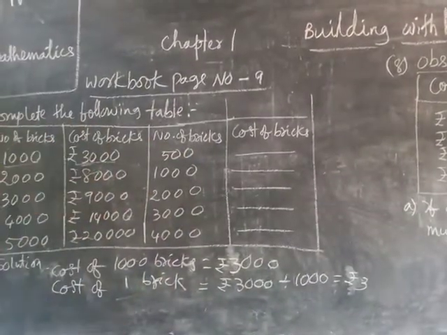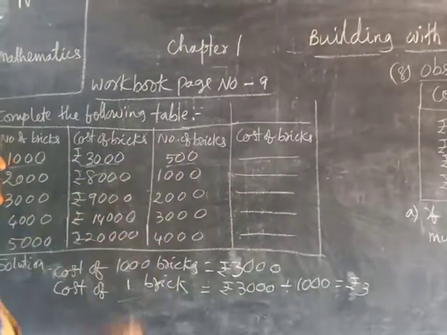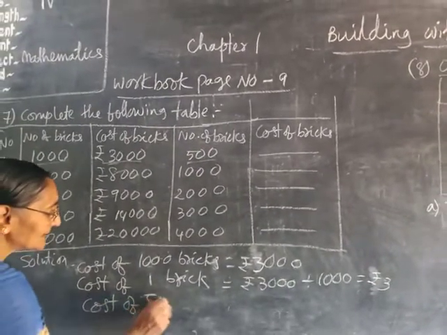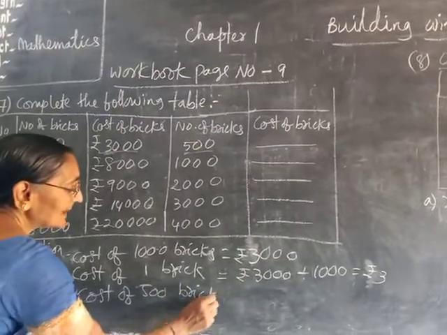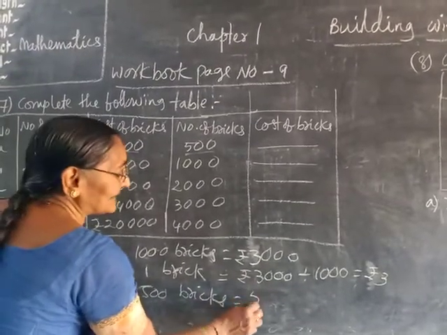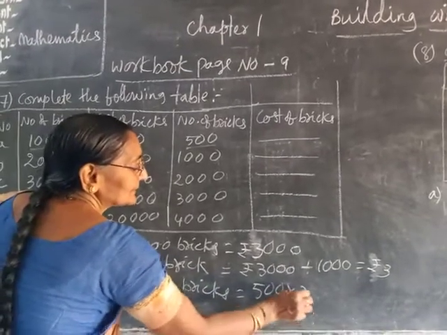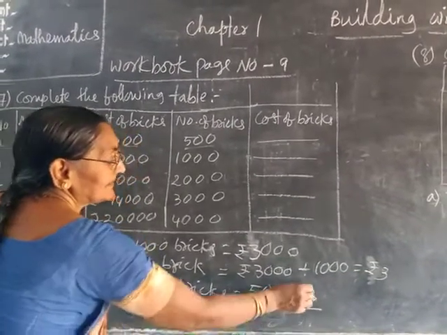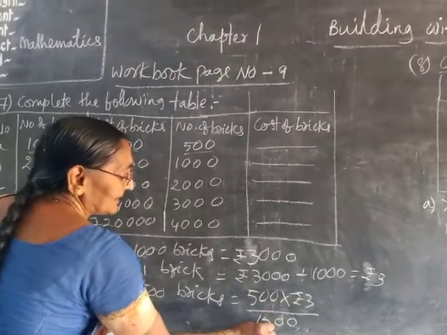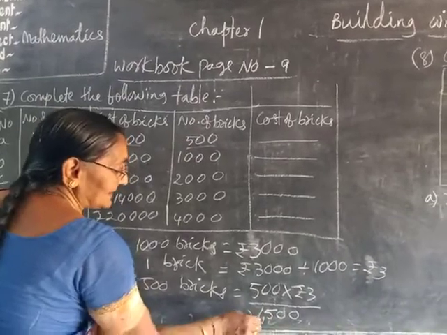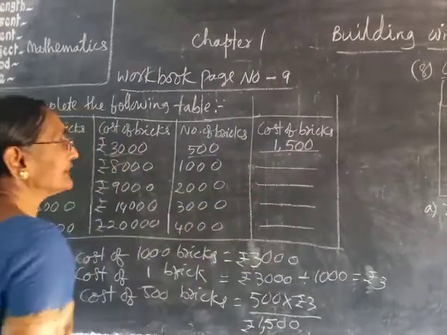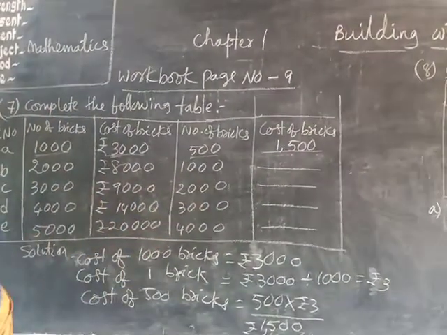One brick cost, okay. Now what is he asking? 500 bricks cost how much will come? So the cost of 500 bricks. One brick is given, so for 500 bricks what will you do? You have to multiply. Rupees 3 multiplied by 500: 3 5s are 15, so 1500 rupees. So you have to write here 1500. Like that way you have to complete the following table.